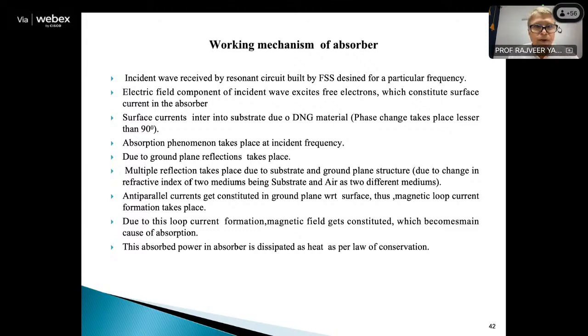Now, if we work on an absorber to design our sensor, this theory will apply. I will not go through this. Those who are more interested can take this slide and refer.